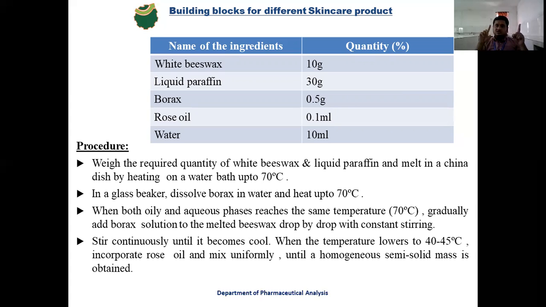So when the beeswax and the borax react, there is a saponification reaction and a soft soap is formed, which acts as an emulsifying agent. So the two beakers, you heat, then mix these two with continuous mixing or stirring. When the temperature decreases, you can add rose oil and preservative. Continue stirring until we get a final product with a good consistency.